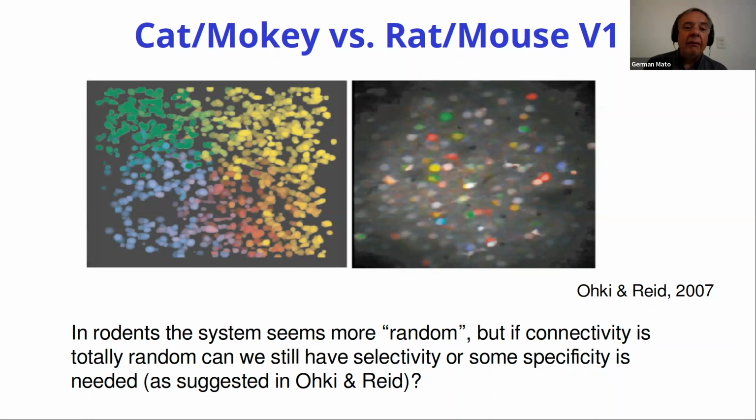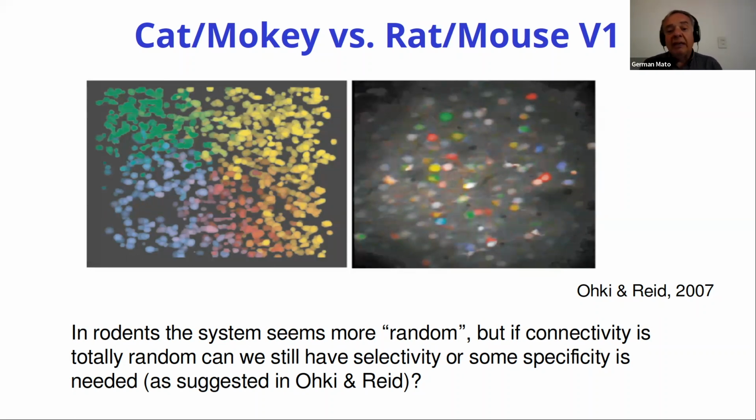If we compare to cats or monkeys, here in the left we have an example of cat, and in the right an example of mice. In mice, we observe a structure that is called salt and pepper, because neighboring neurons have apparently quite different preferred orientations. So, in some sense, in rodents, the system is more random, right?